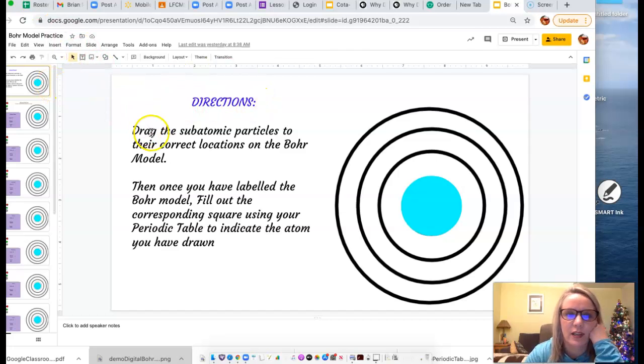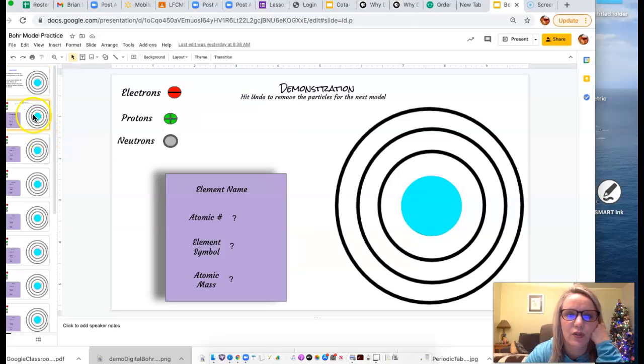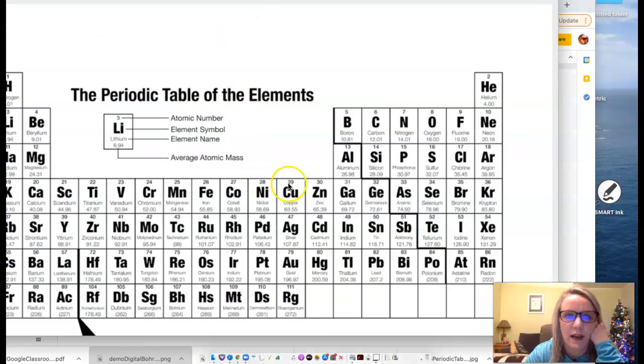Okay, so it says here, drag the subatomic particles to their correct locations on the Bohr model. Then, once you have labeled the Bohr model, fill out the corresponding square using your periodic table to indicate the atom you have drawn. All right, so I'm going to do slide number 2 with you. It's a demonstration slide. I can pick any element from the periodic table. Let's say I pick nitrogen.